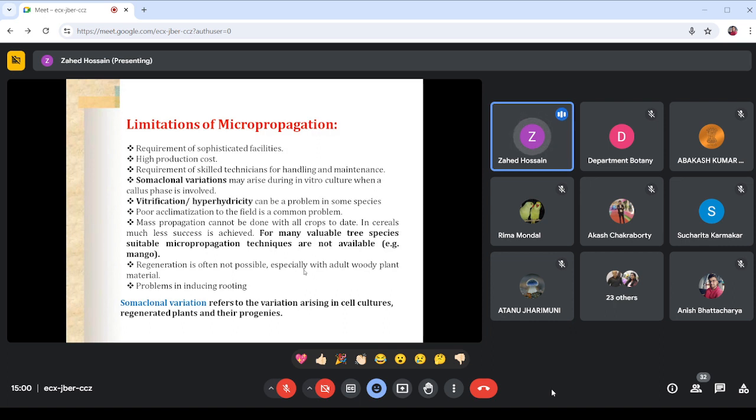And hyperhydricity, also called vitrification, is also a problem. Next slide I will explain. Also poor acclimatization. Sometimes you propagate a large number of plants, but the acclimatization rate is low, so finally you get fewer plants. And for many valuable tree species, this is not possible so far. For example, mango is very difficult to micropropagate through the conventional plant tissue culture technique, because these are very slow growers. So these are some of the limitations.